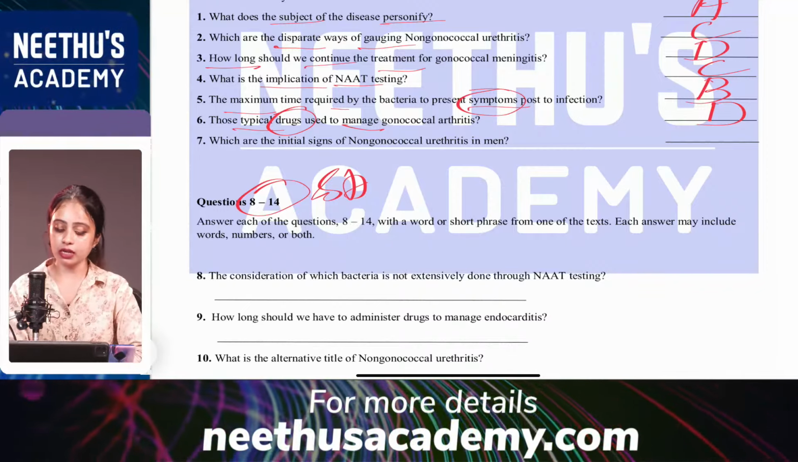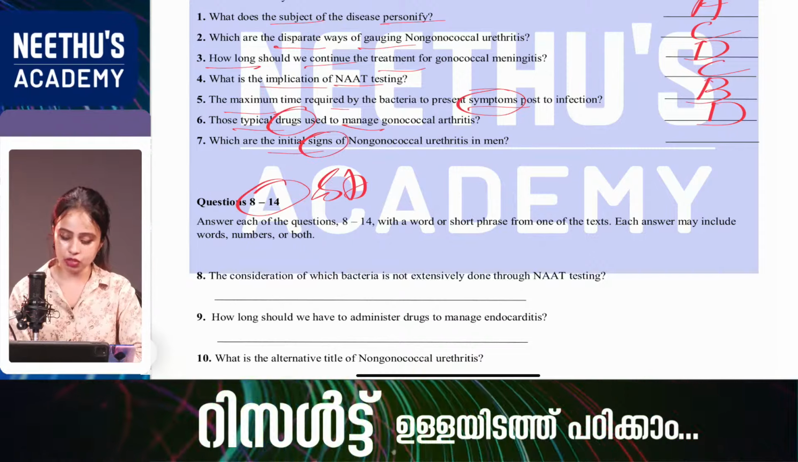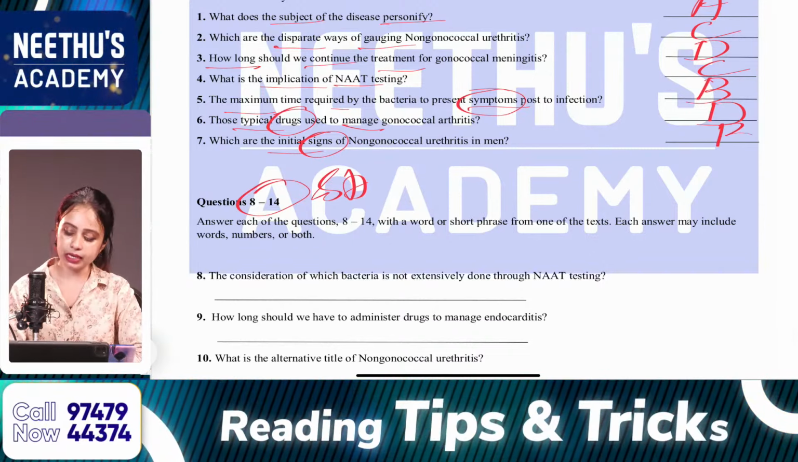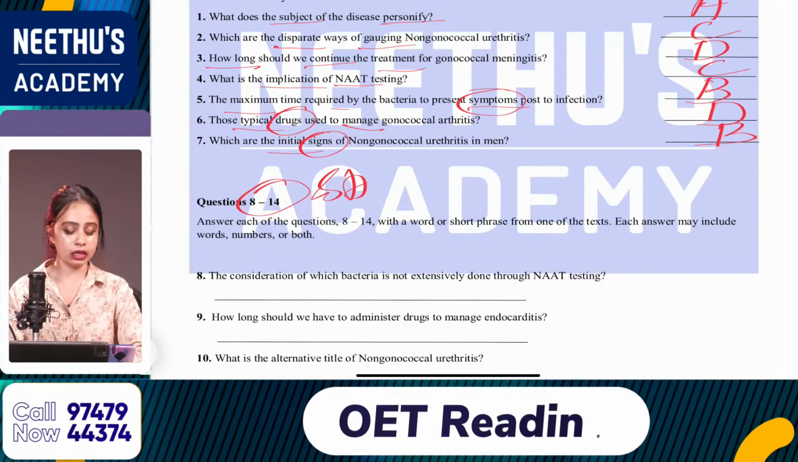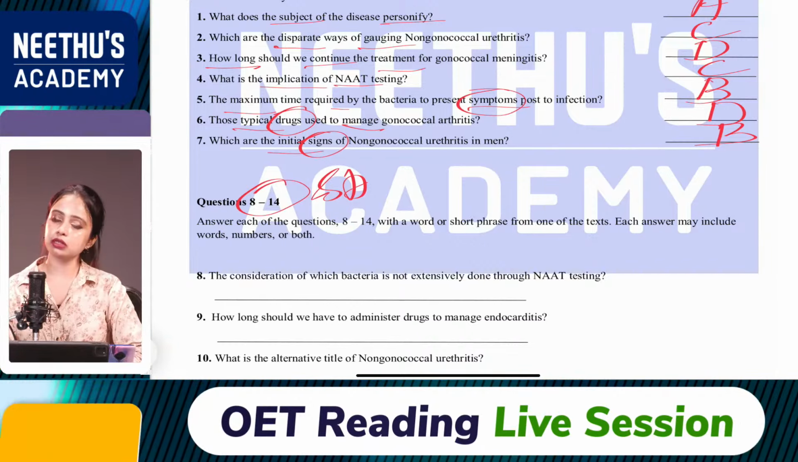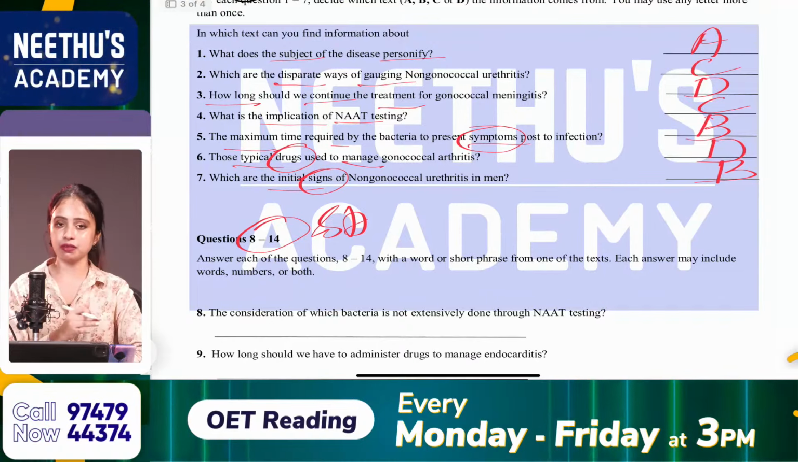Okay, seventh one. Which are the initial signs of non-gonococcal urethritis in men? Okay, initial signs, symptoms. So what about signs and symptoms? So the answer is from text B, signs and symptoms, right? Okay, Vaishnavi, very good. Text B. Okay, Neethu, Reshma, it is text B. Kartika, yes, Sobi, text B is the correct answer. So this is all about the 1 to 7 set of questions.